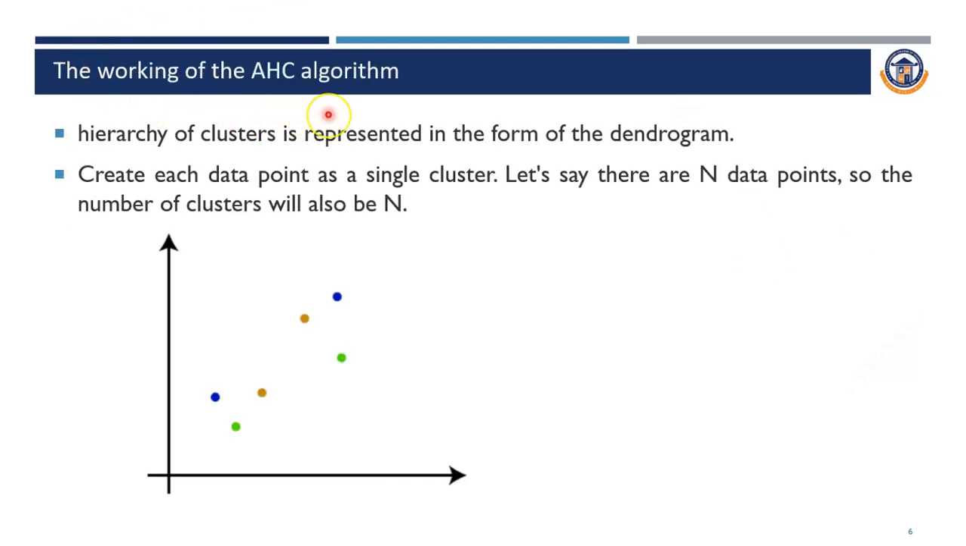Here we see the working of the agglomerative hierarchical clustering algorithm. The hierarchy of clusters is represented in the form of the dendrogram. This diagram represents the dendrogram structure. First, create each data point as a single cluster. Here there are three types of datasets, three different colors of data points. Let's say there are n data points, so the number of clusters will also be n.